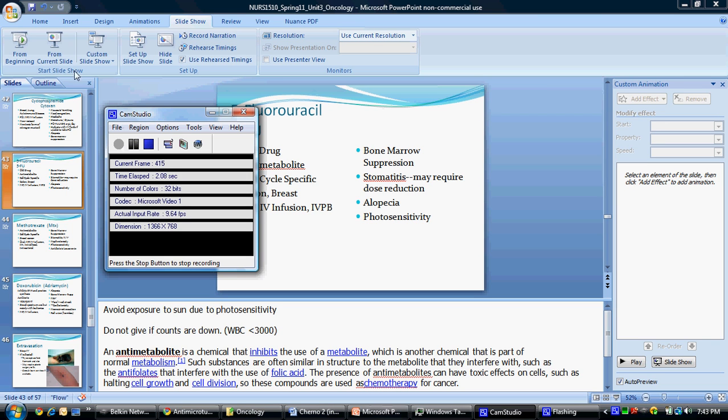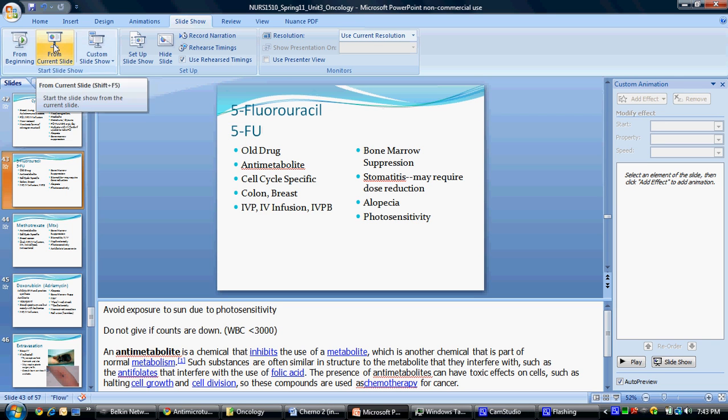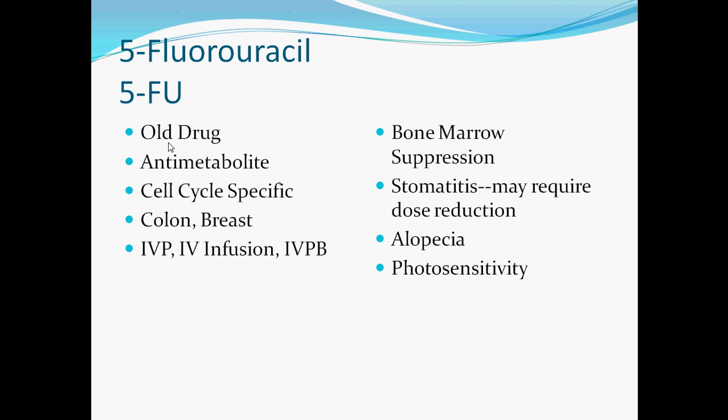In this next section, we're going to start with 5-FU, or 5-fluorouracil. This is an old drug. It's an anti-metabolite. It is cell cycle specific. It's used mostly for colon and breast cancer. It can be given IV push, piggyback, IV infusion, any of those routes.